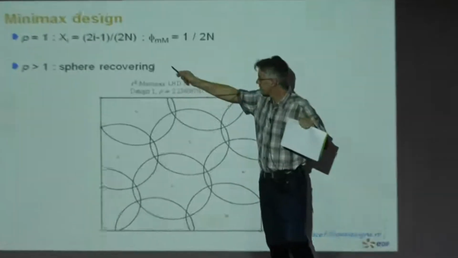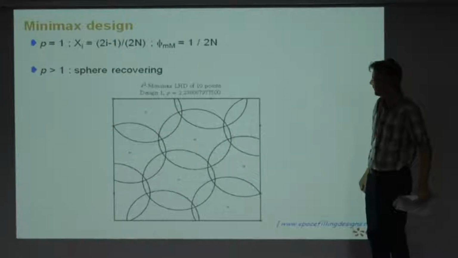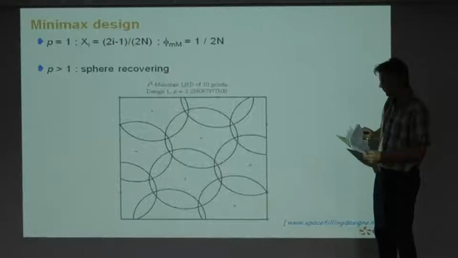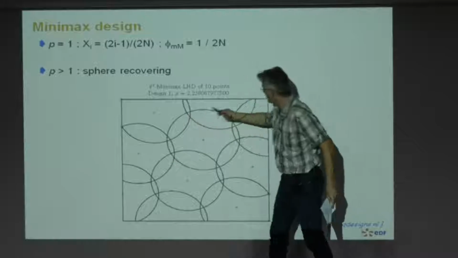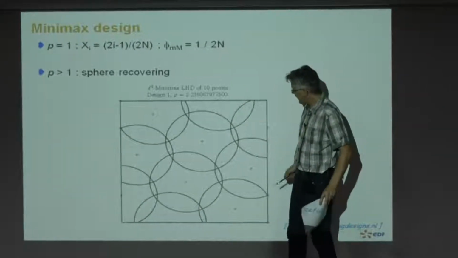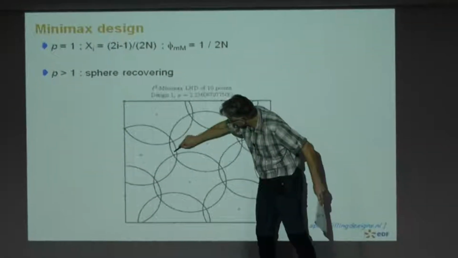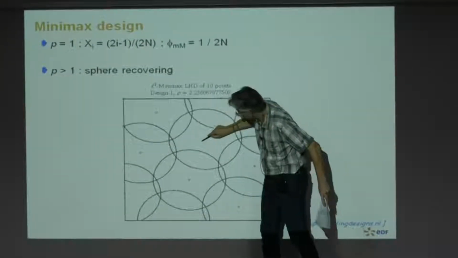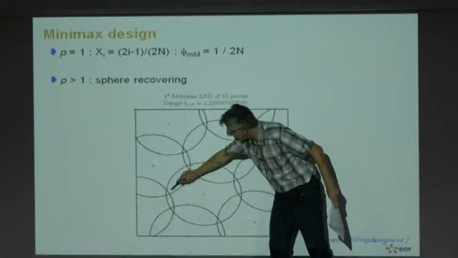Alors, in dimension 2, you have this kind of figure, which is called the sphere covering. The design points are here. So here I have put 10 points. And the minimax distance corresponds to the intersections between these spheres. Here, you see, the minimax distance is the radius of these spheres, which have equal radius.